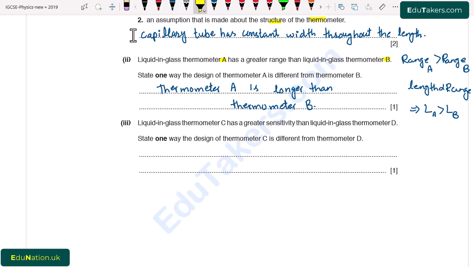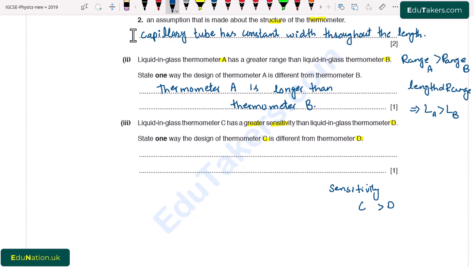Part 3. Liquid in glass thermometer C has a greater sensitivity than liquid in glass thermometer D. State one way the design of thermometer C is different from thermometer D. So here we have two liquid in glass thermometers C and D, and the sensitivity of thermometer C is greater as compared to the sensitivity of thermometer D. I write here sensitivity for C is greater than D. It means that the liquid in thermometer C has a greater expansion rate than D, because sensitivity links with the expansion rate. The larger the sensitivity, the greater the expansion rate.